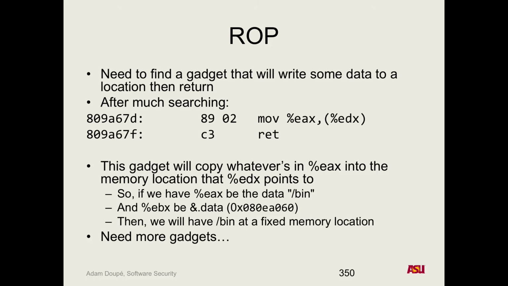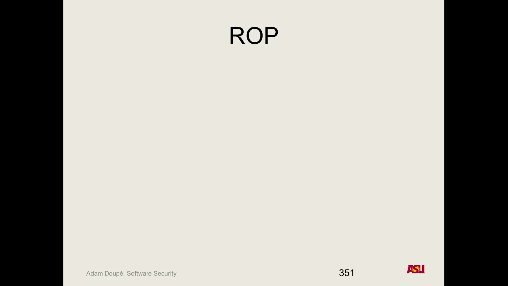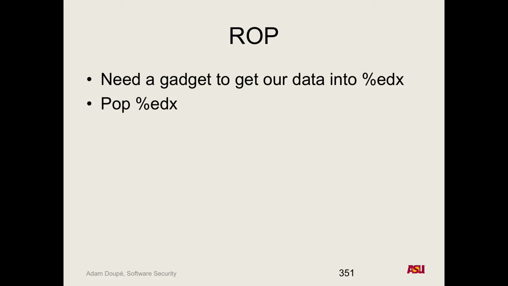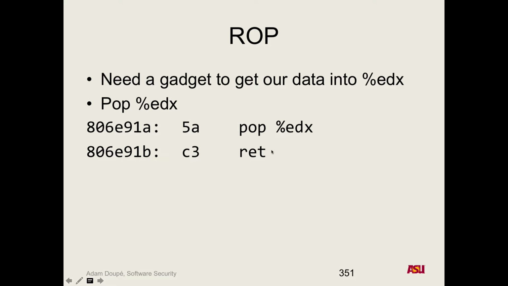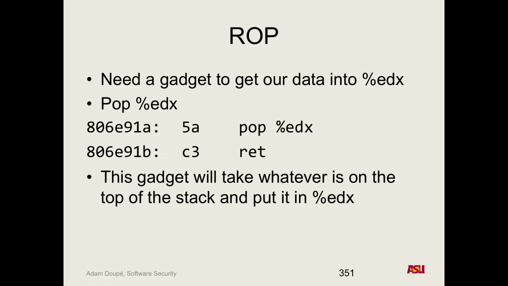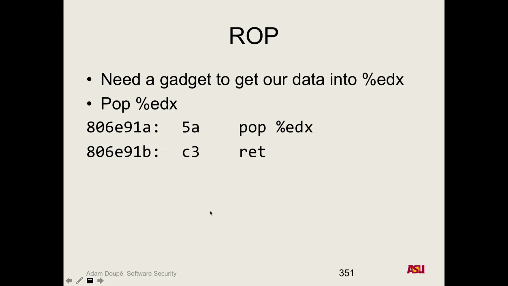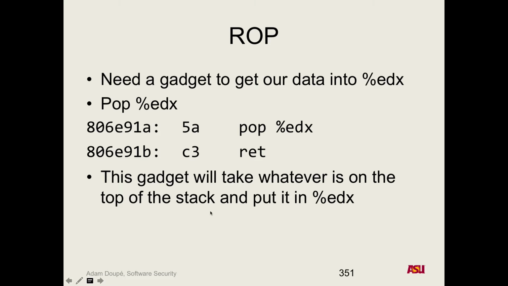But we need more gadgets. We need to be able to control EAX and EDX. So we can search some more. We can find that there's a pop EDX gadget. At 806E91A, there's pop EDX followed by return. So this gadget will take whatever's on the top of the stack and put it into EDX. How does this help us? Why does this help us?